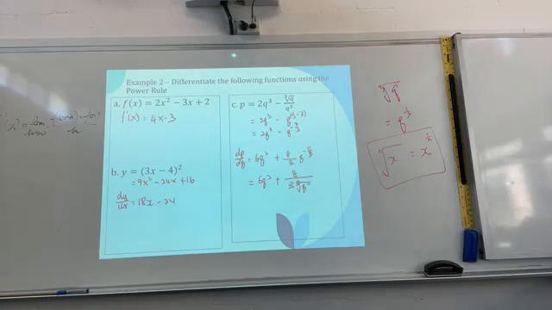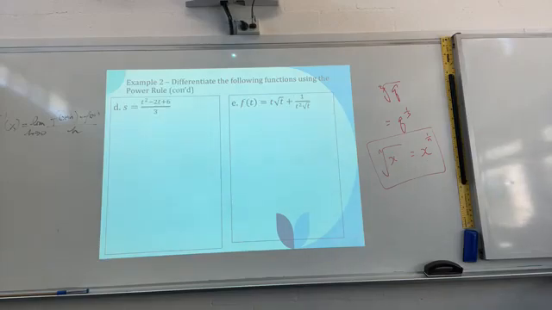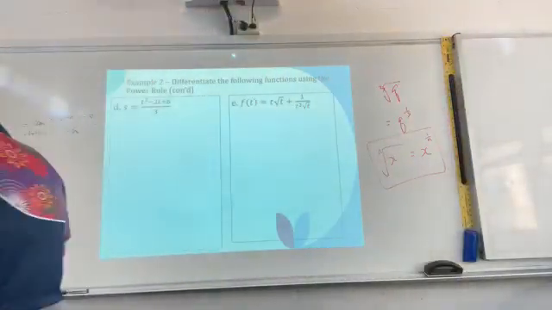Alright? Now, let's continue with this. How do we do D and E? You've got it in front of you. Try that. D, you need to look at ds/dt, and E, you need to look at f dash t.